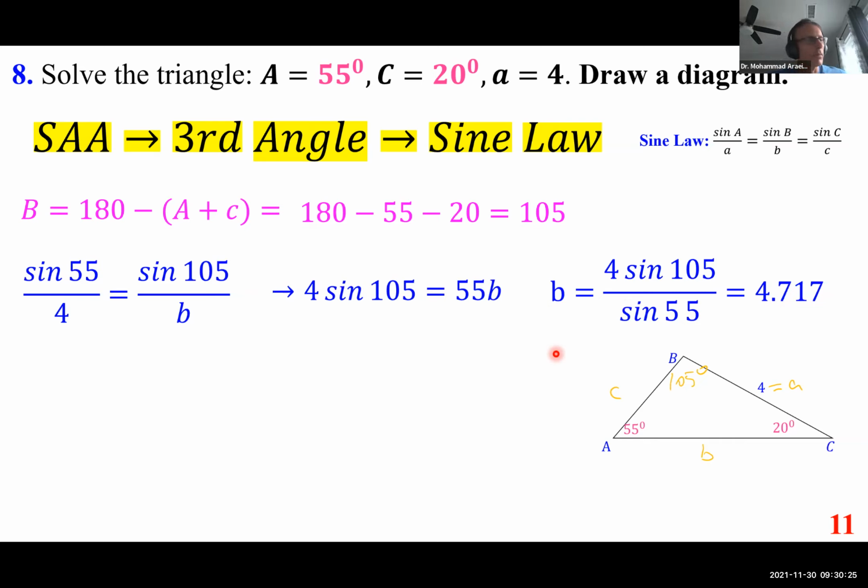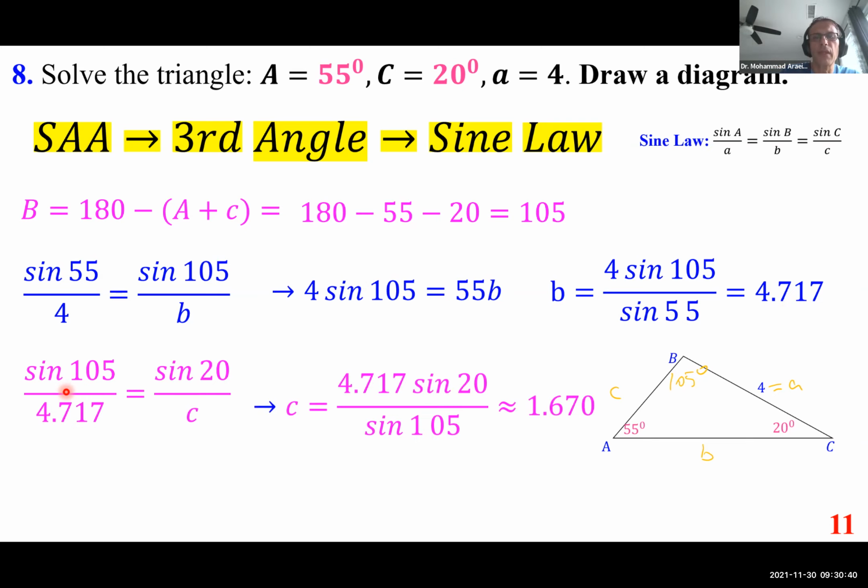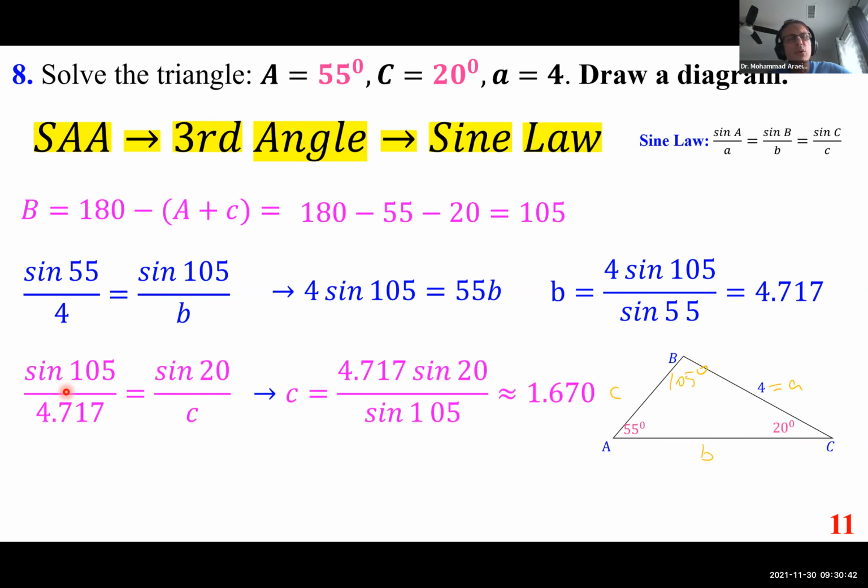The last one, okay, sine of 105 over 4.717, sine 20 over c. Either one is fine. I did this on purpose. Again, you do the cross product and you find the c. But what I want you to know is that instead of that, I rather use this one. Again, I did this on purpose. I don't recommend you do that. Here's the reason.